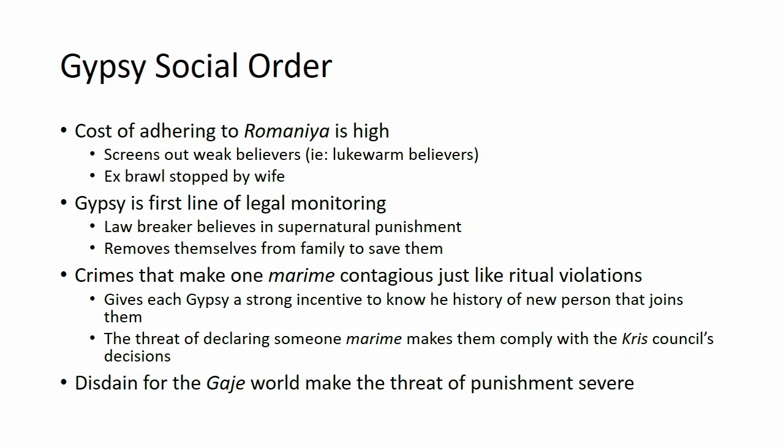Example, the brawl stopped by the wife. The very, very high cost of being touched by that woman's skirts will make you morally impure. So it'll stop her husband and the other man from fighting. It's strong enough that even in that heated moment, they know they need to follow the rules or they'll really get in trouble. And what it does is make each gypsy the first line of legal monitoring. So you get a situation where all of them are watching themselves. The lawbreaker believes in the supernatural punishment, so they know if they mess up, now they're impure.